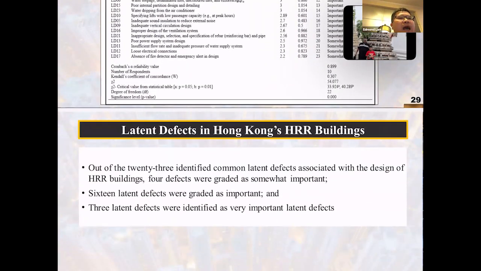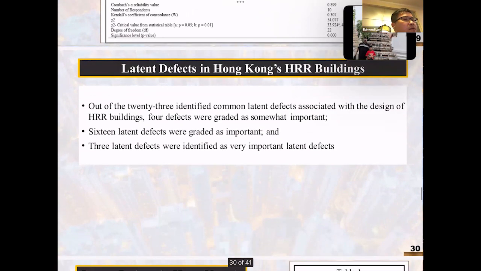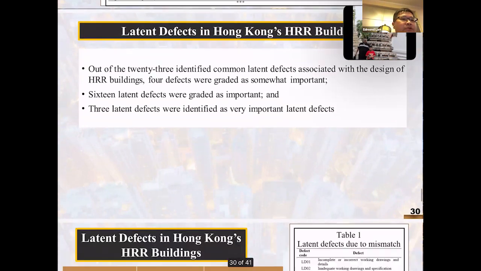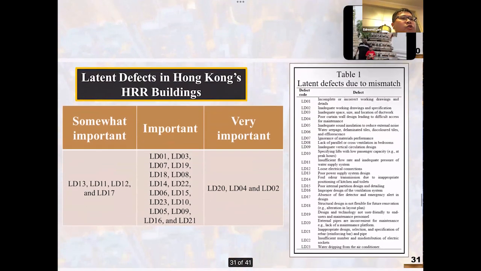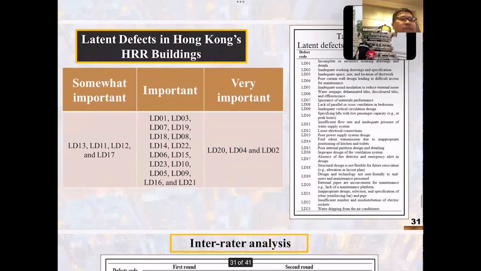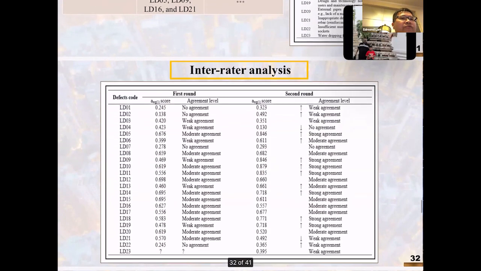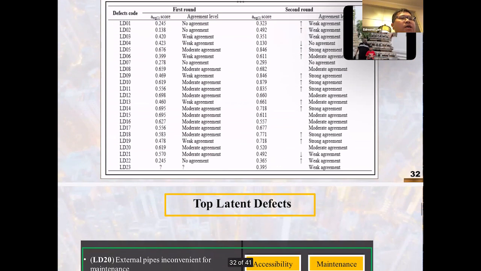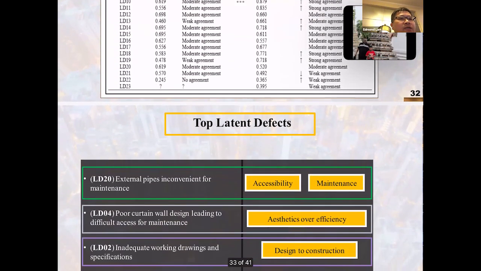Out of the 23 identified common latent defects associated with the design of high-rise residential buildings, 4 defects were graded as somewhat important, 16 important, and 3 very important. So this table shows us a summary of those latent defects identified as important, somewhat important, and very important. We also have made use of inter-rater analysis to show the correspondence and concordance among the respondents between the first round and the second round Delphi survey.